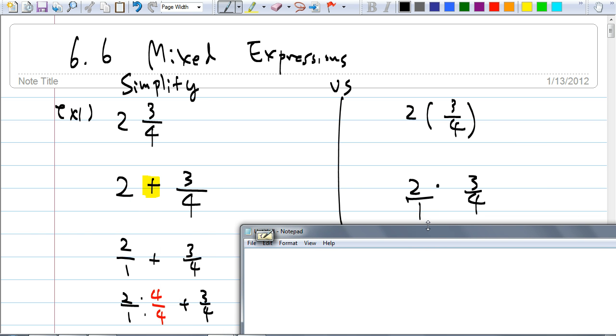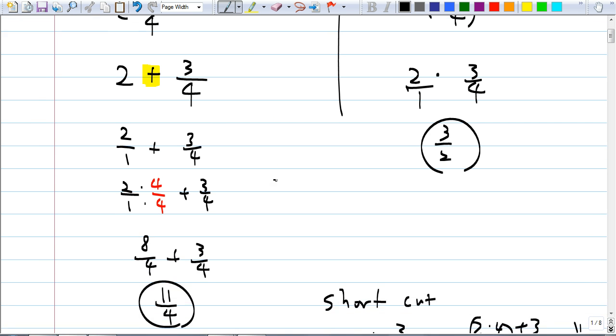So isn't this what we're doing really? Remember when we add fractions, we need to make sure that the denominators are common. And isn't this kind of nice? When the denominator is 1, it's easy to match them up. If one of them is 1, the LCD is really easy to find. Would you not agree? Okay, so that's how we get 11/4.